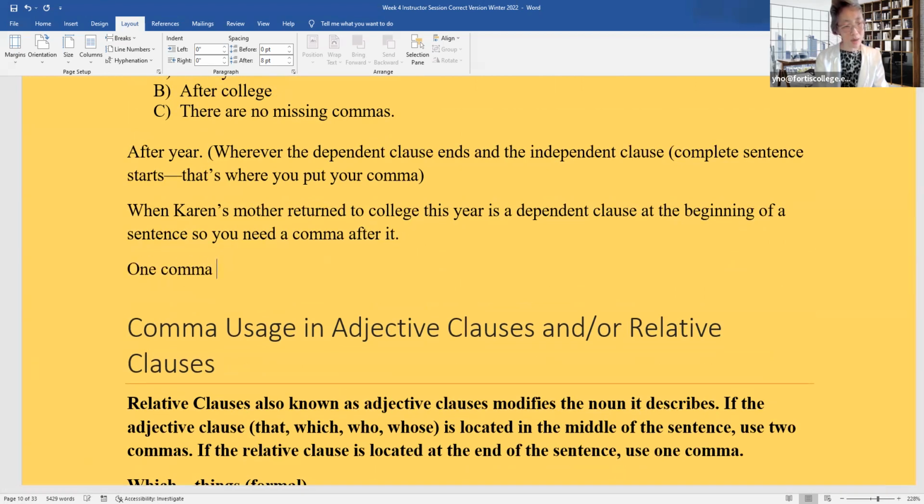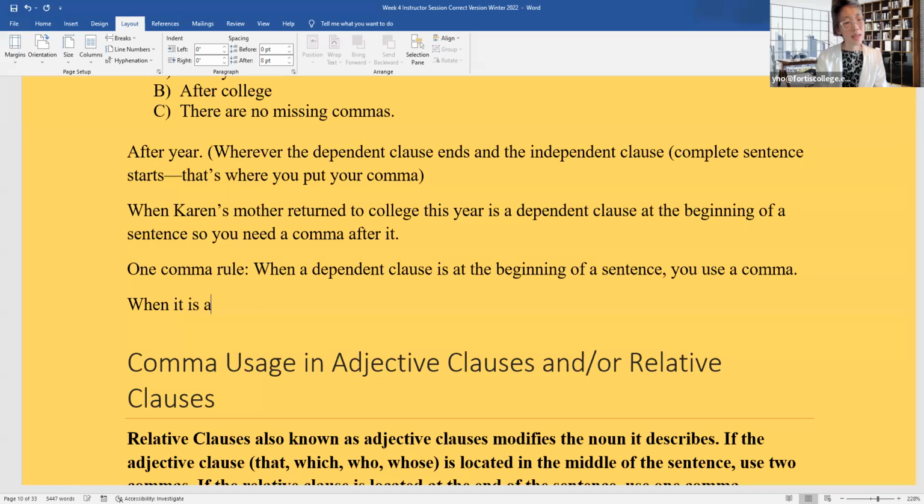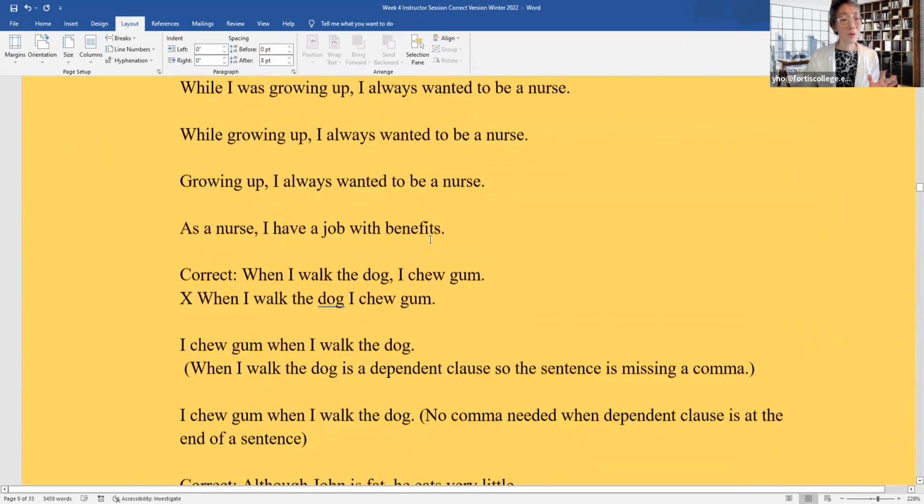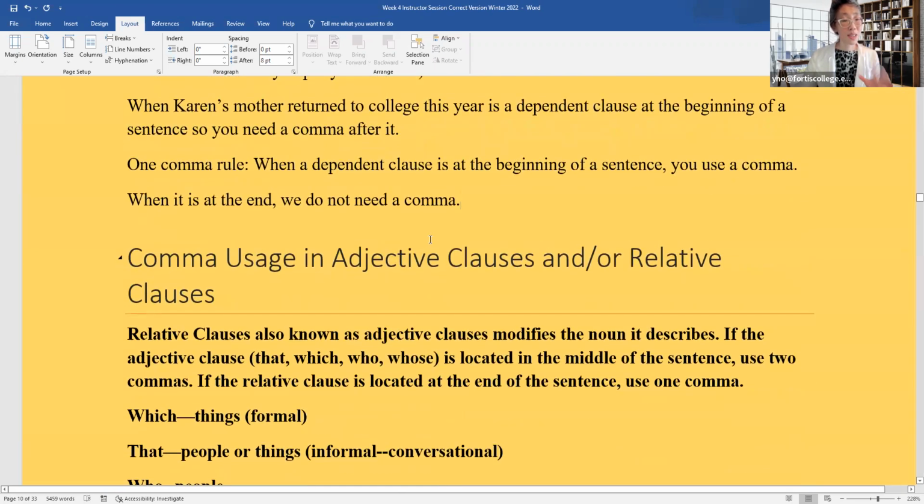So the 1 comma rule: when a dependent clause is at the beginning of a sentence, you use a comma. And when it is at the end, we do not need a comma. Okay, so that's the basic rule for this whole thing. That's all you're supposed to learn: when the dependent clause is at the beginning of the sentence, you need a comma. At the end of the sentence, no comma. Everybody got that straight? That's pretty straightforward.